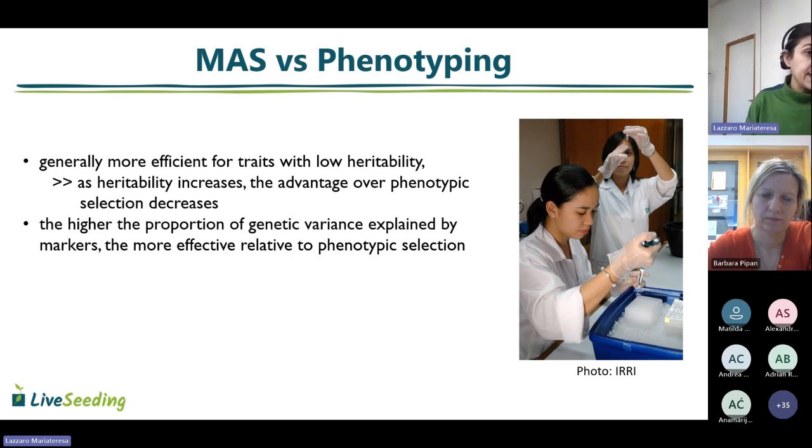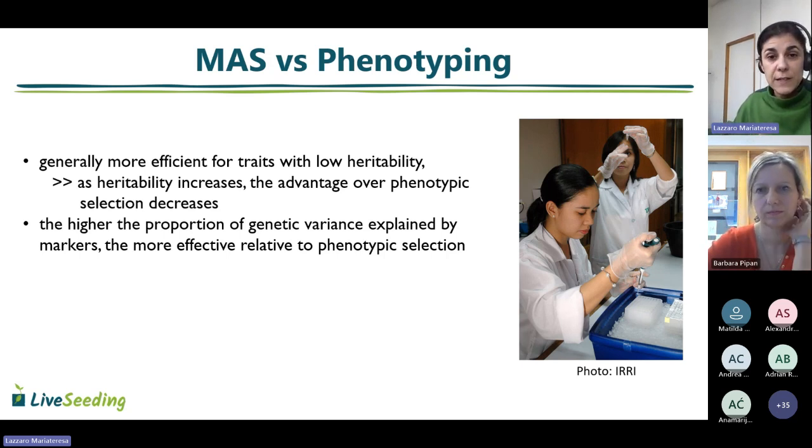And another case, especially for the perennial crops, is where the trait we are interested in is a trait which appears only in the adult plant. So if we are able to have a marker, instead of waiting for months or years to get the adult plant, then we can bring into the field only pre-selected genotypes and speed up the selection very efficiently.